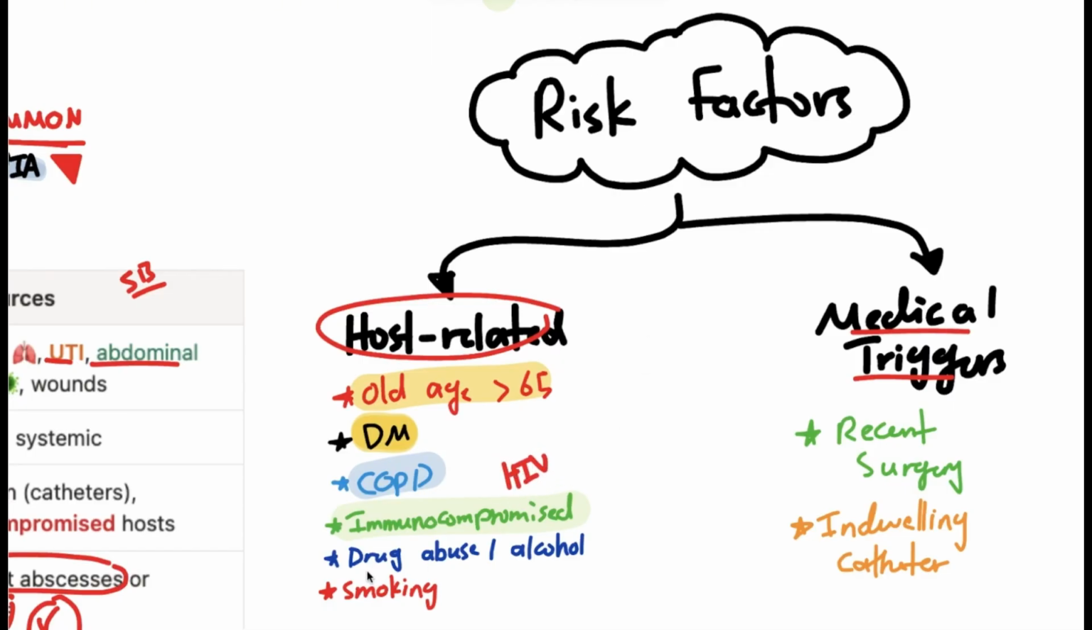We can also have drug abuse. Typically, here we're talking about IV drug abuse, alcoholism, or even smoking. Sometimes it could be medical triggers like a recent surgery, so a post-op patient, or an indwelling catheter. It could be a Foley catheter, a urinary tract, or an IV line.